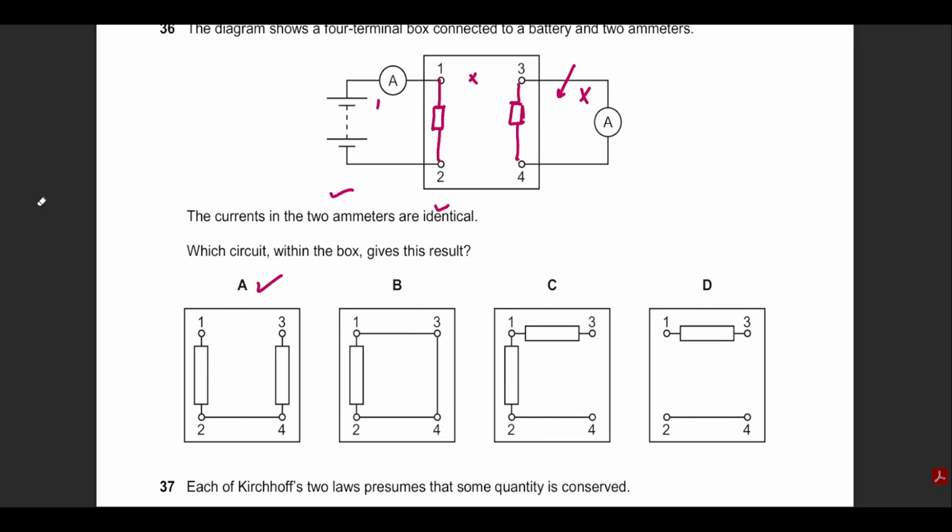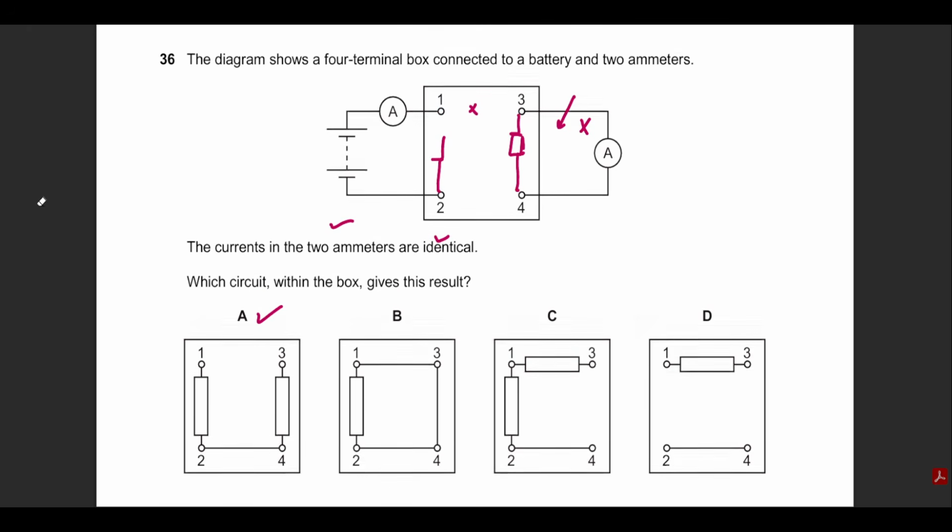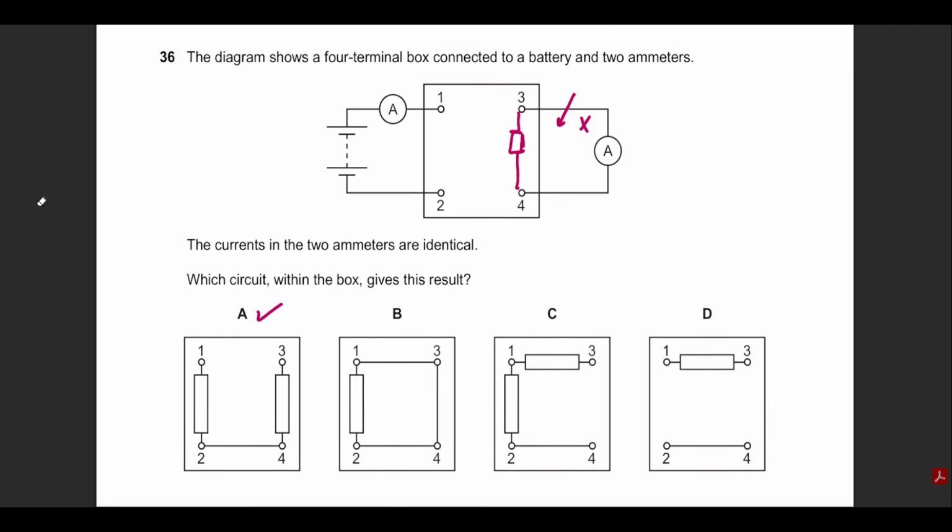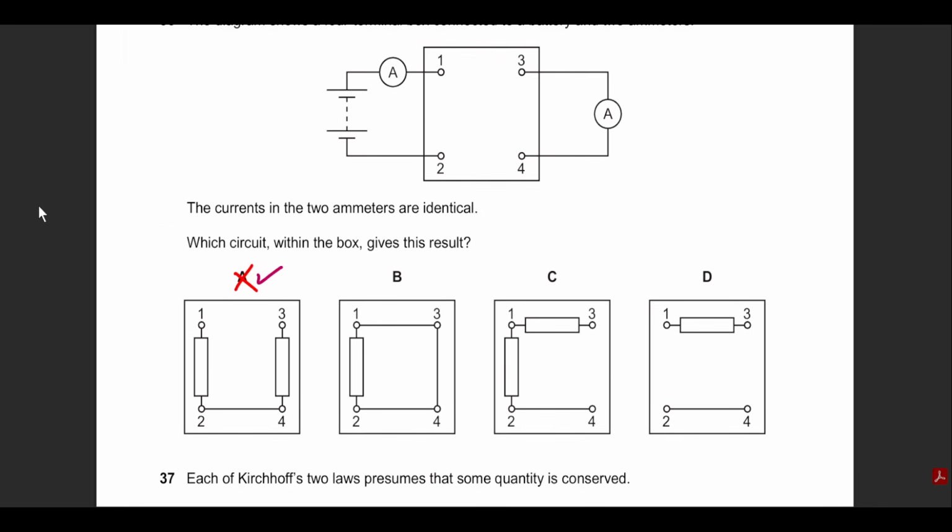He says that readings are identical. It's not possible for option A to survive like this, right? Okay, so option A is not possible. We've cancelled this out. Option B is going to create a problem.